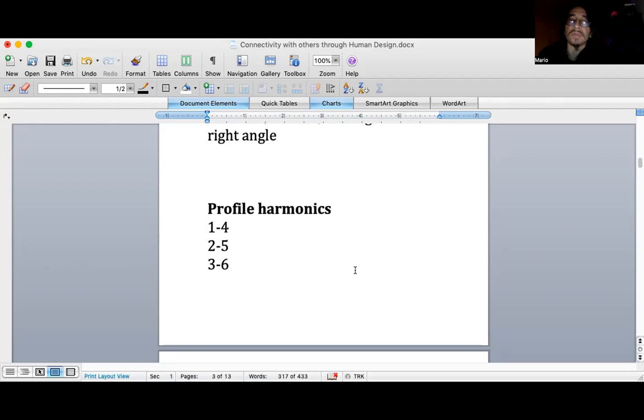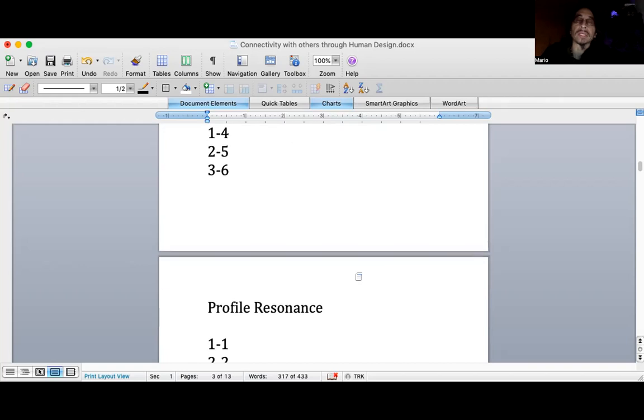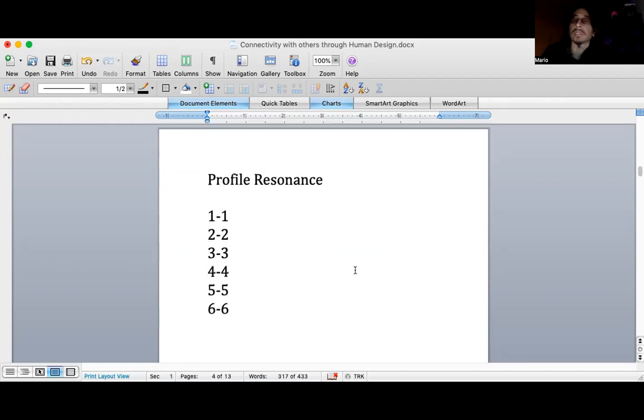Now, the confusion here is that there are profiles called 1-4, 2-5, and 3-6, but that's not what I'm talking about here. Here I'm just talking about the I Ching lines 1 through 6 and how they harmonize with each other. The resonance is, as I said, just going to be the same number connecting with the same other number. So 1 and 1, 2 and 2, 3 and 3, 4 and 4, 5 and 5, and 6 and 6.